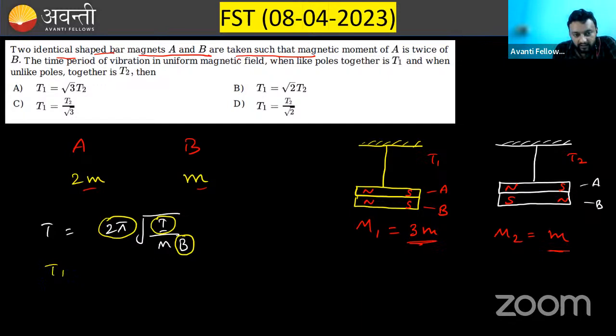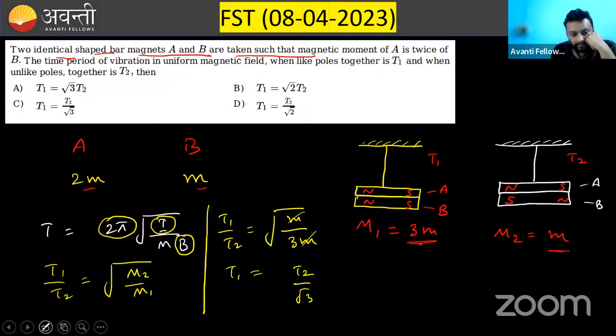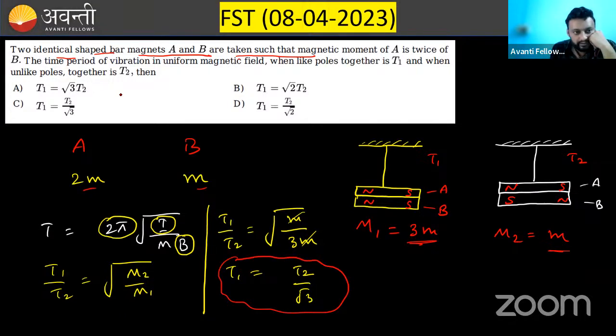So I can write T1 over T2 is equal to root of M2 over M1. Is it clear? M2 is what? M. M1 is what? 3M. You can solve it and you will get T1 is equal to T2 by root 3, which is option number C.